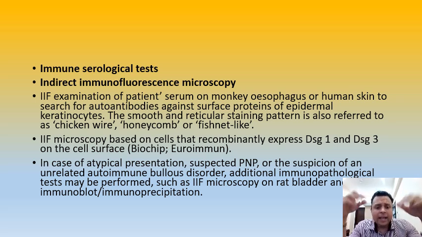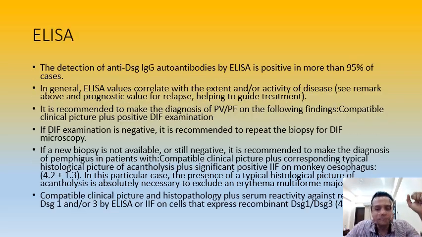In case of atypical presentation, like when you are suspecting paraneoplastic pemphigus or there is a suspicion of autoimmune bullous disorder, additional immunopathological tests can be performed, like IF microscopy on rat bladder, because transitional cell epithelium is positive in paraneoplastic. So rat bladder is used when they are suspecting paraneoplastic pemphigus.